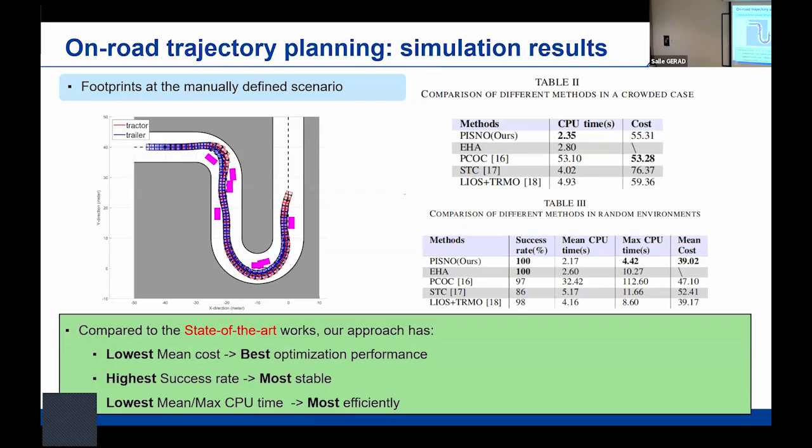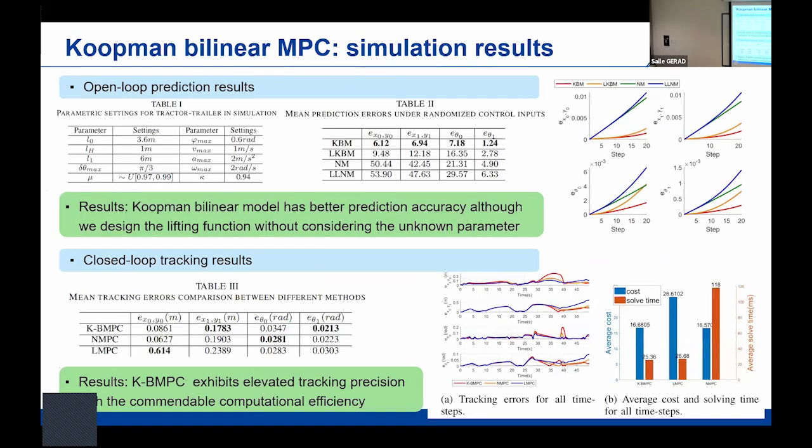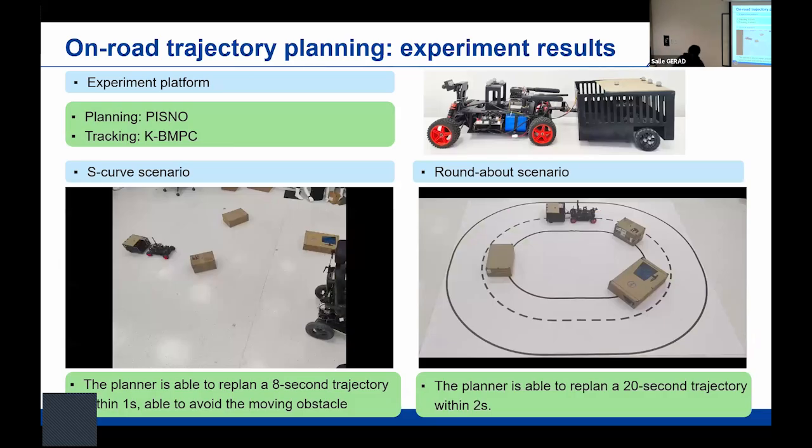So by the end of the day, we have this scenario, and compared to state-of-the-art works, our approach has the lowest mean cost, best optimization performance, higher success rate, and the lowest mean max CPU time. This is the Koopman bilinear MPC, and you can see that the error of the model is very low compared to direct linearization, but it is also more efficient to solve this Koopman MPC.